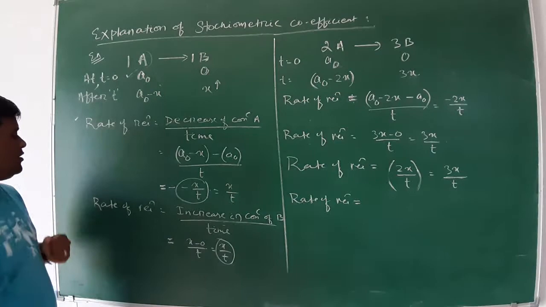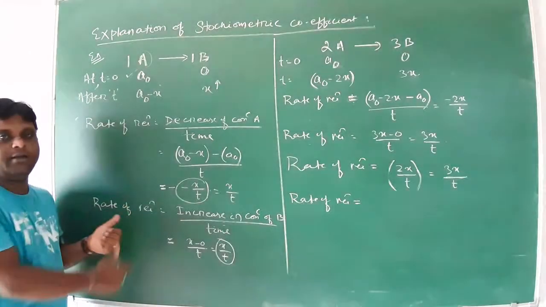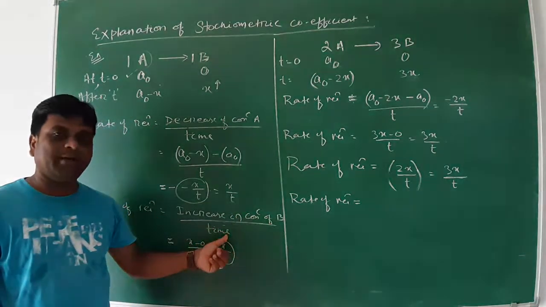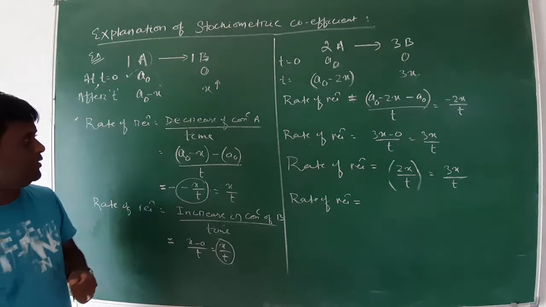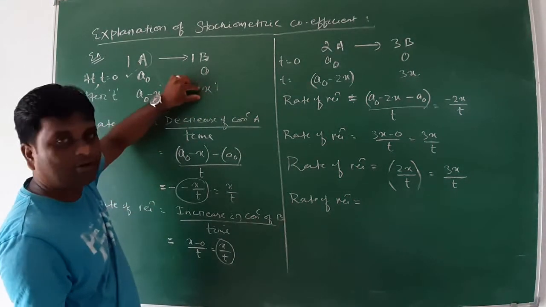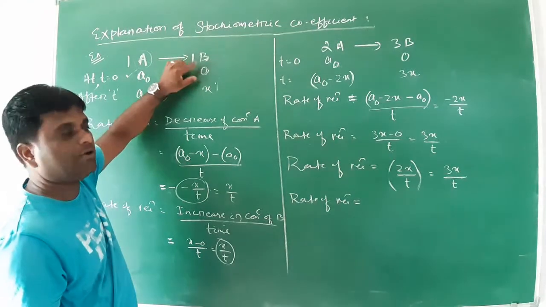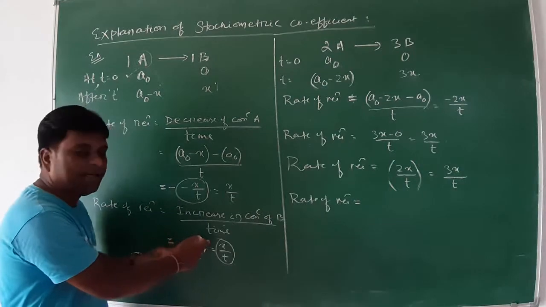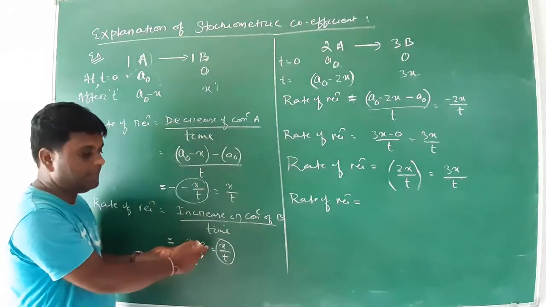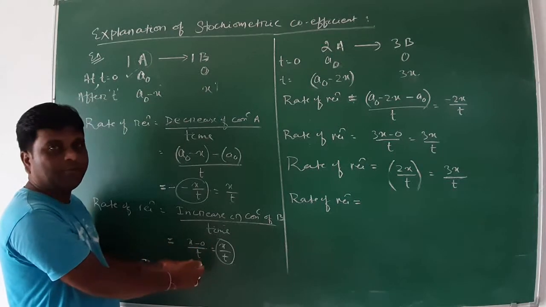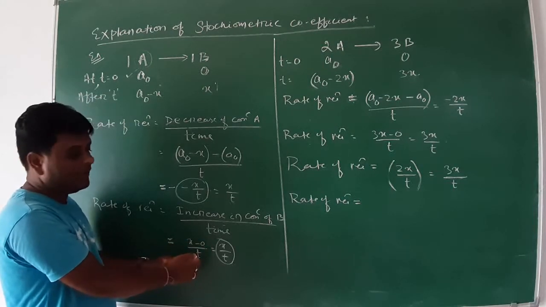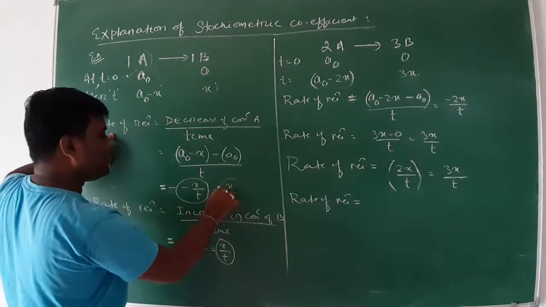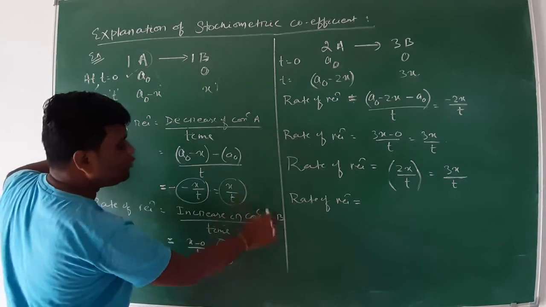So for product, here also the same expression we can write. Rate of reaction equal to increase in the concentration of B divided by time. Increase in the concentration of B means also the final concentration minus initial concentration. Final concentration is x and the initial concentration is 0. So now it is x minus 0, the change in concentration of B, divided by time. So x minus 0 divided by t. So now it will be x by t. So here the rate of reaction for both A and B are found to be same.